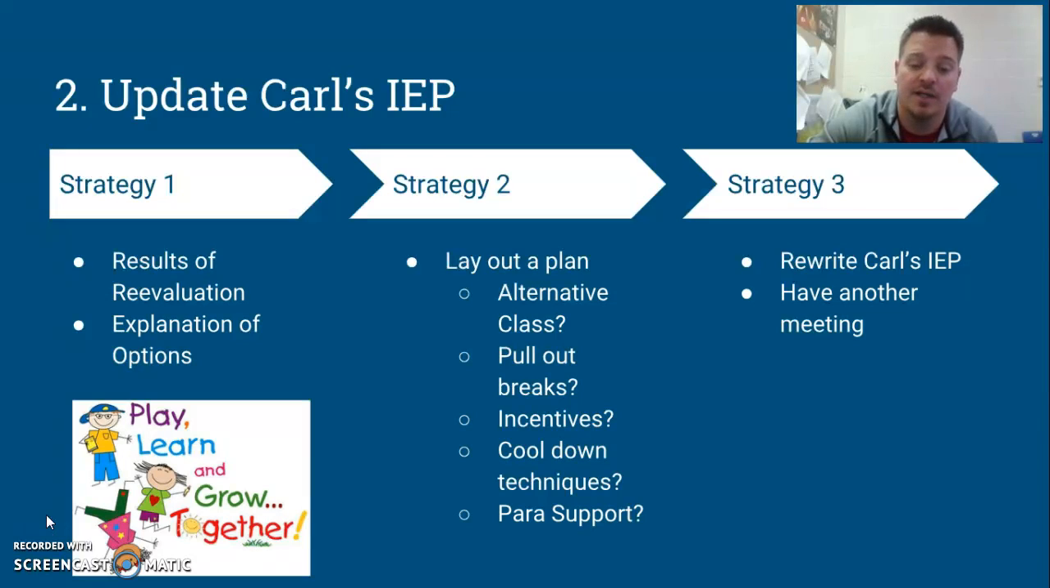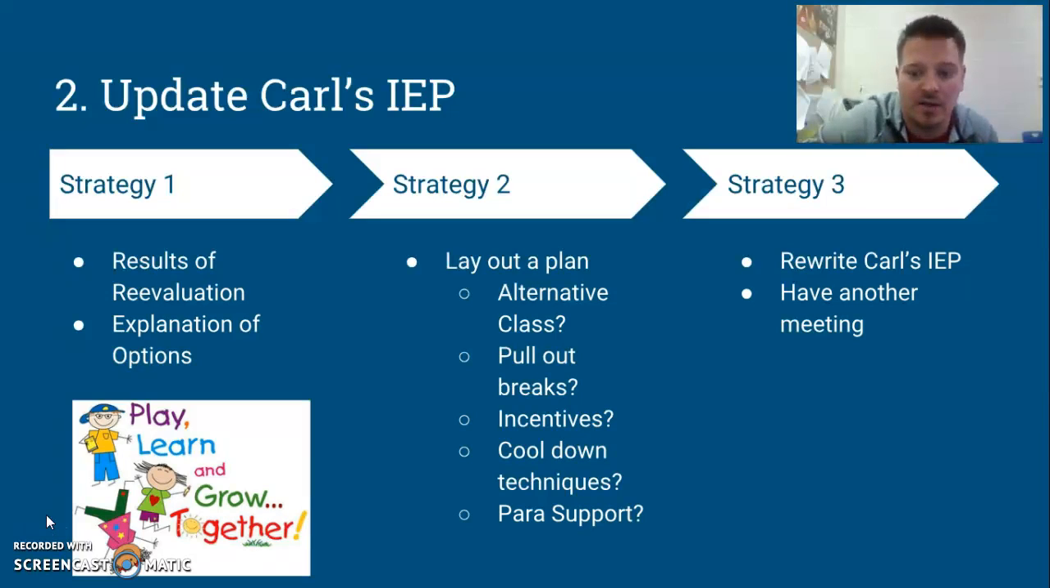What did we decide? Should he be in an alternative classroom? Should he be pulled off for breaks? Should we be providing some kind of incentives for the good days that he's having? What are some cool down techniques? And then after reevaluation, are we going to be able to provide him with support in the classroom? Somebody who can help him in these situations, cool him down, take him for a break, things like that.